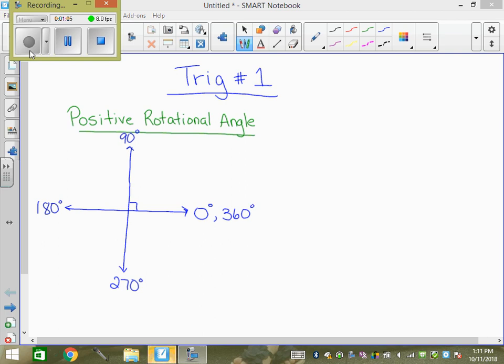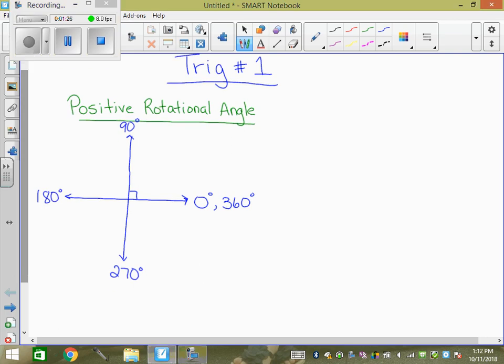What would end up happening is we get coterminal angles. They're angles that end up on the same spot. So for example, 0 and 360 are coterminal because they would actually end on the same terminal spot, would they not? So they'd be coterminal with each other, which we're going to talk about. So a positive rotational angle goes counterclockwise. So let's do, for example, 210.